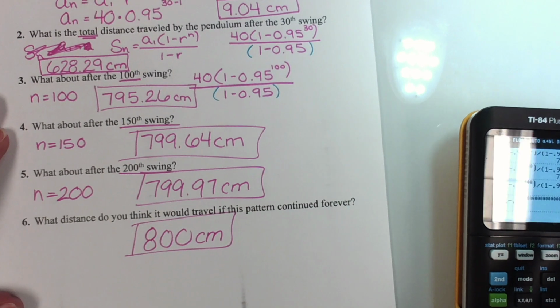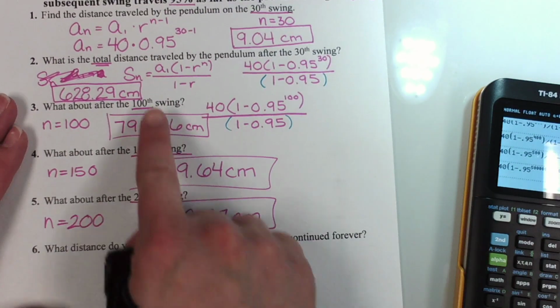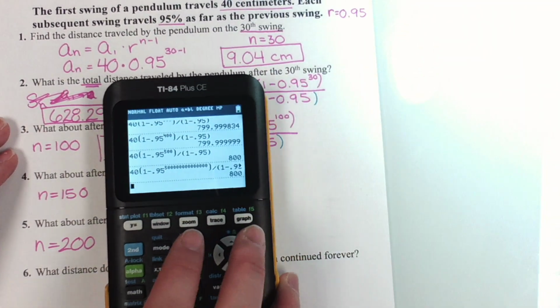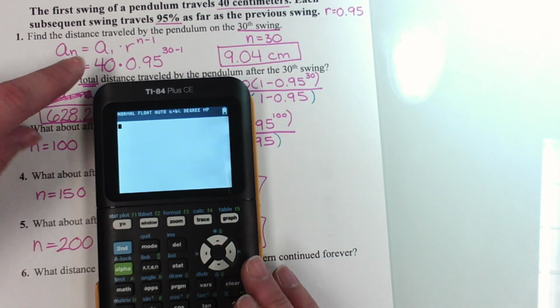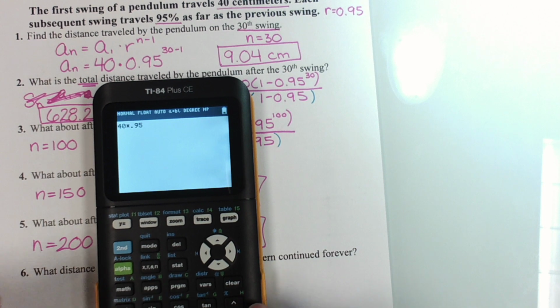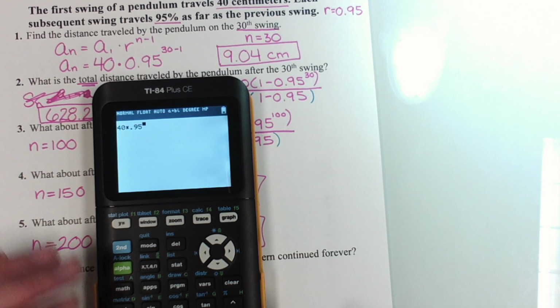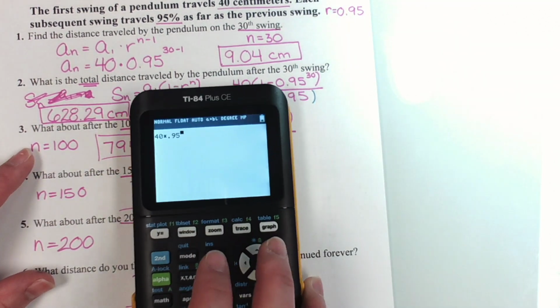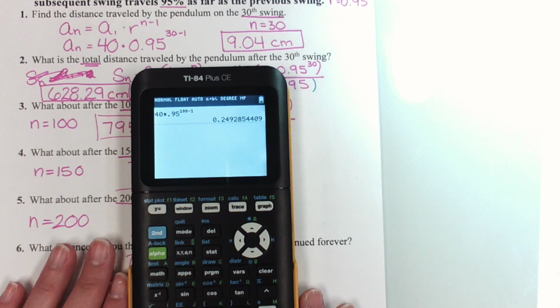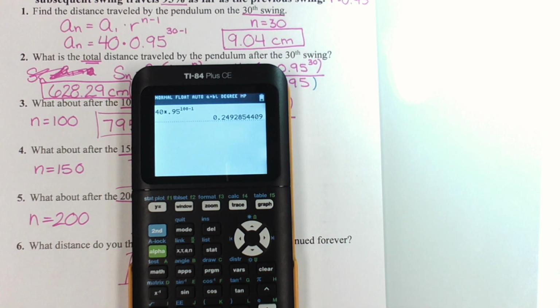Let's look a little bit closer at the individual swings. So let's talk about the sequence aspect of things, except instead of on the 30th swing, let's talk about the 100th swing, for example. That's how far the pendulum is traveling on the 100th swing, about 1/4 of a centimeter. Tiny little amount.